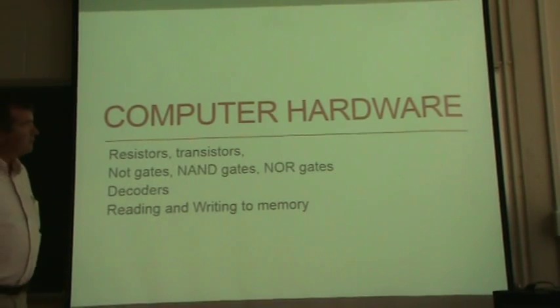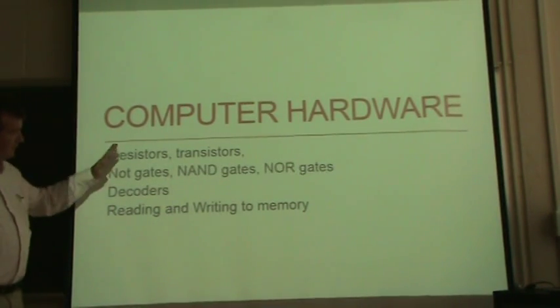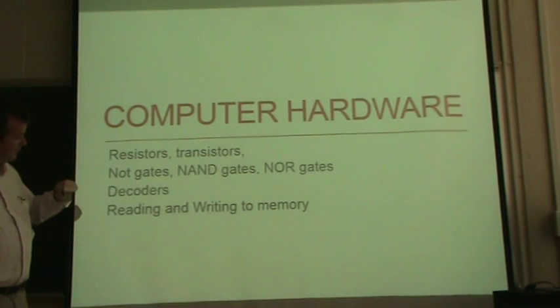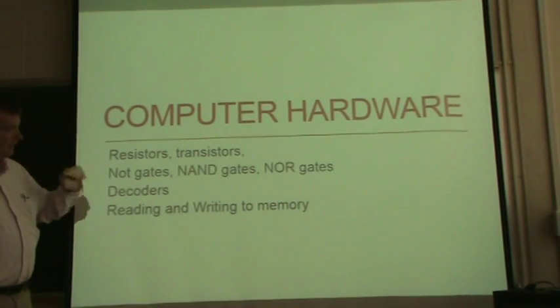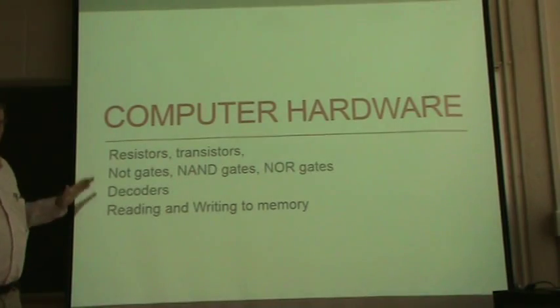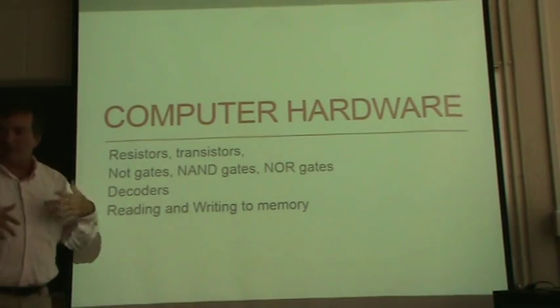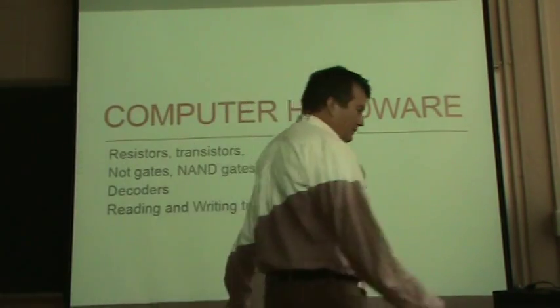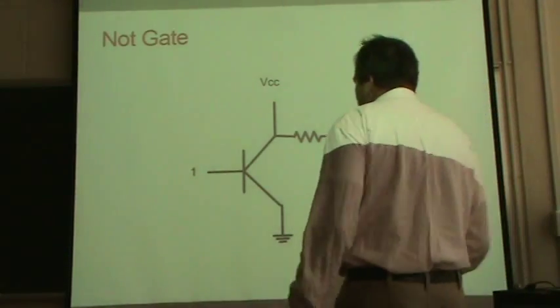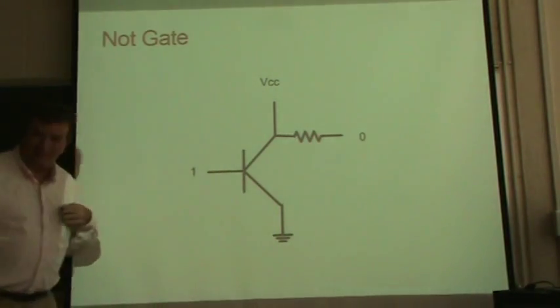So we're going to talk about computer hardware, and we're going to talk about resistors, transistors, and how to use those to make gates, like NAND gates and NOR gates, and decoders, and then take those parts to make additional parts.